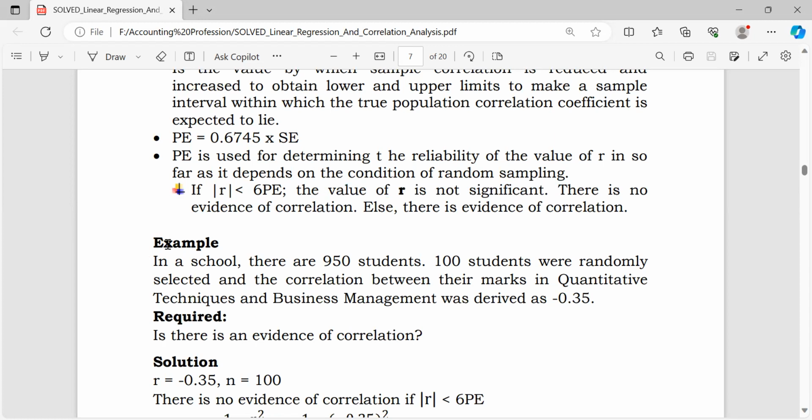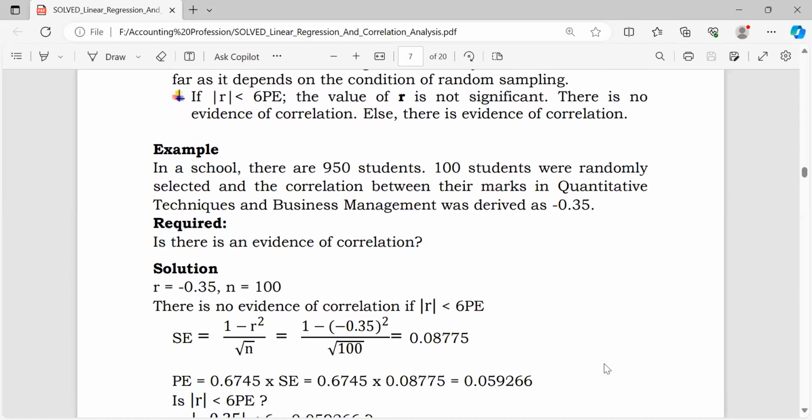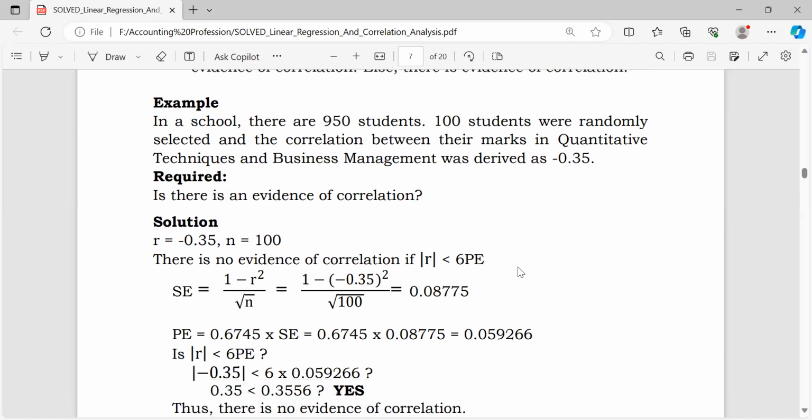All right, let's take a look at an example here. In a school, there are 950 students, and 100 students were randomly selected. The correlation between their marks in quantitative techniques, one subject, and business management was derived as negative 0.35. Now required: is there evidence of correlation or not? All right, we go to the solution.